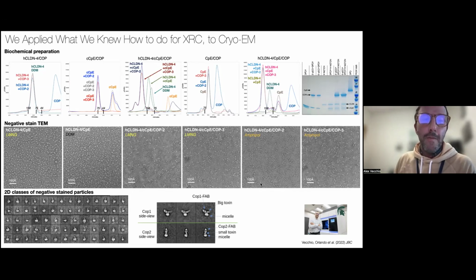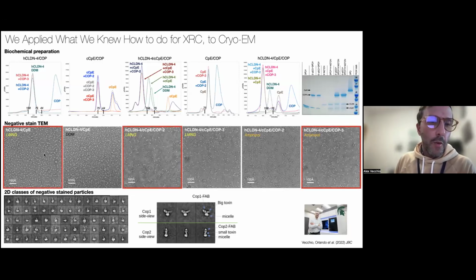I have these fab-bound complexes and these toxin-bound complexes that we know are, some of them even crystallize, but we can't get any structural information from them. So we applied what we knew how to do well based on X-ray crystallography, which is make high-quality protein complexes for structural studies, to cryo-EM. In the top panel, I'm just showing you some of the size exclusion profiles from some of these complexes.